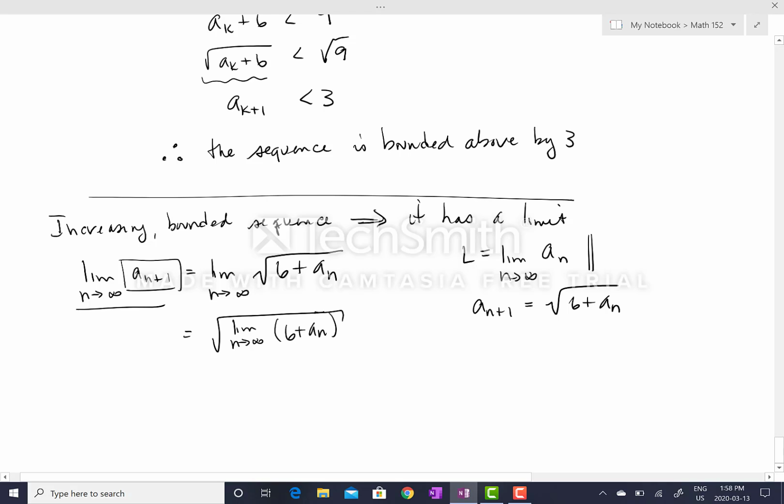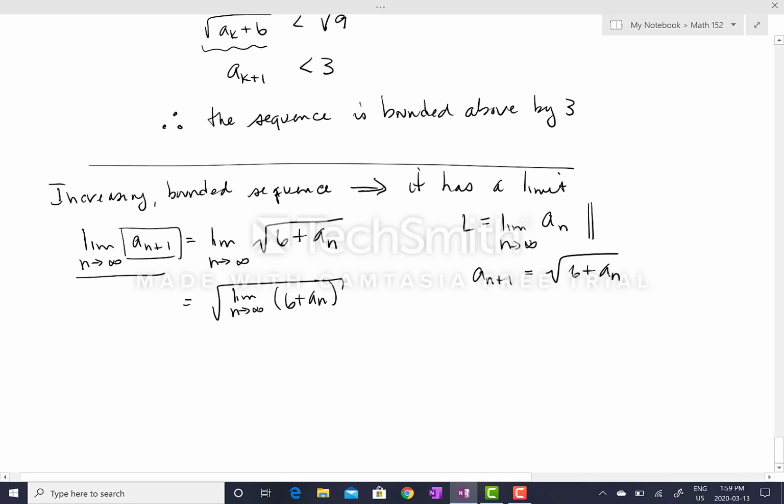Why can I do that? Flip back to the list of properties of sequences that we had. The square root function is continuous, so I can move the limit from the outside to the inside or from the inside to the outside. That's because of the continuity of the square root function.